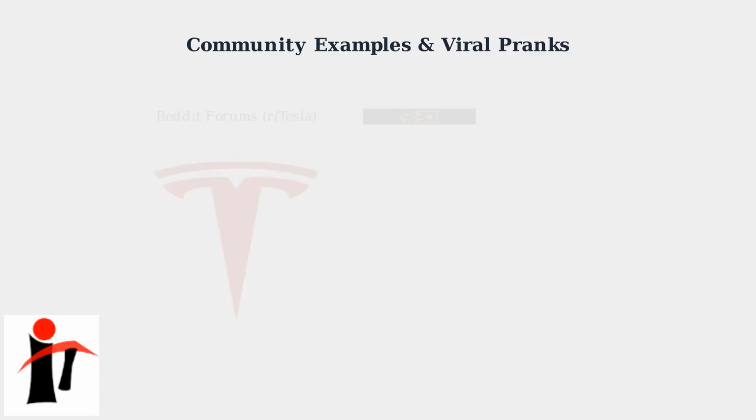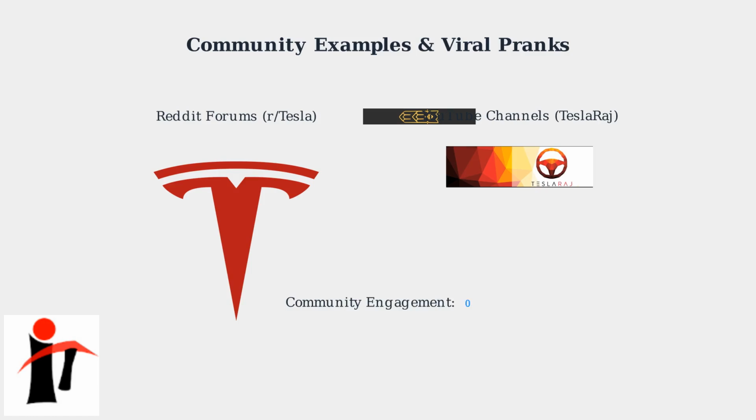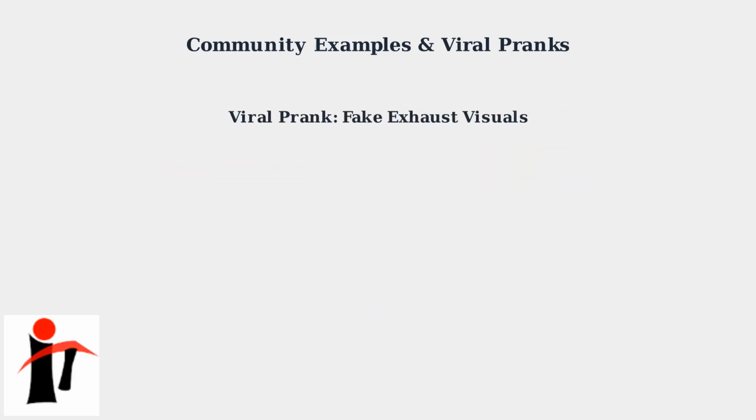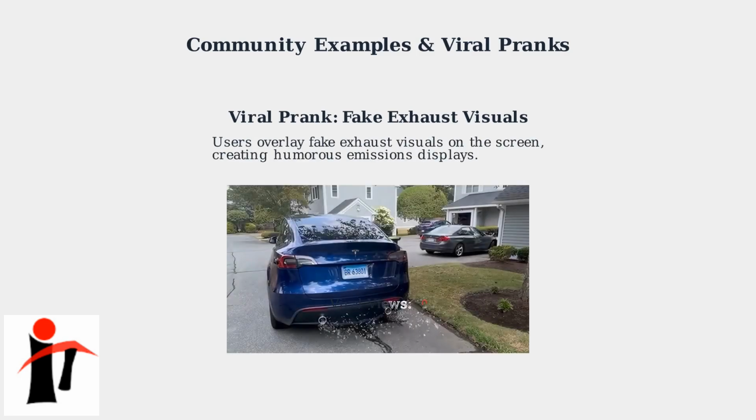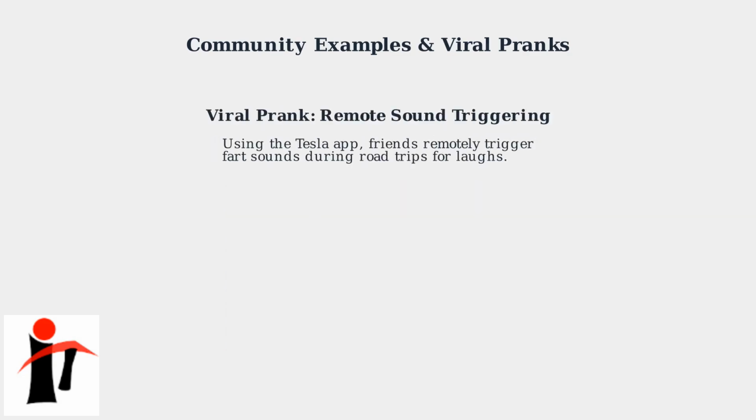The Tesla community is filled with creative pranksters, sharing their discoveries on platforms like Reddit's r/Tesla forum and YouTube channels such as Tesla Raj. One viral prank involves overlaying fake exhaust visuals on the Tesla screen. In 2023, a Reddit user shared a video that went viral, reaching over 1 million views and inspiring tutorials for custom emission displays. Another popular prank uses the Tesla app to remotely trigger sounds during road trips. YouTube creators like Tesla Raj demonstrate these, often resulting in viral videos and community-shared laughs, with high success rates among pranksters.